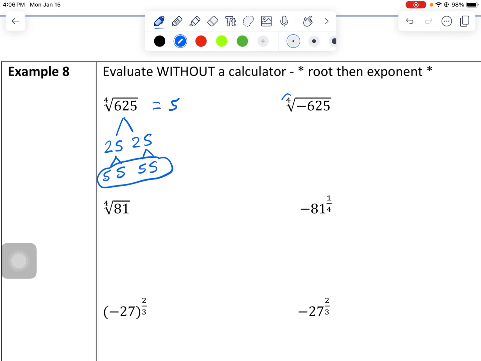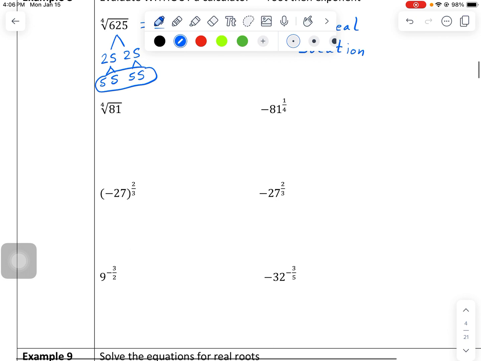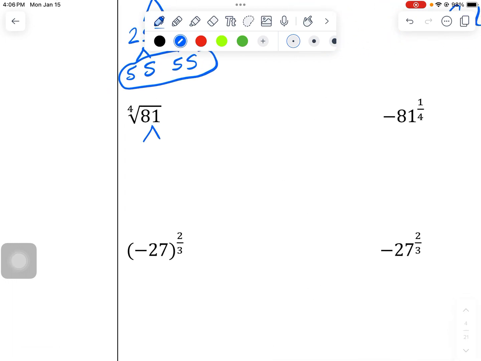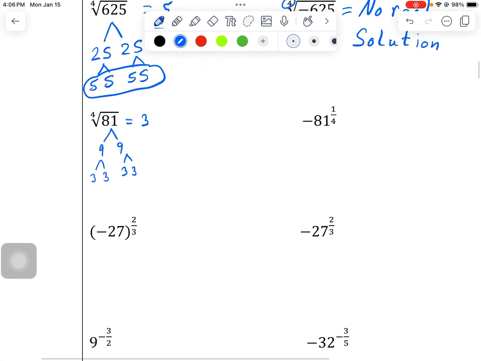Here, hopefully we note right away it's an even index. We don't like even indexes when it comes to negatives because it won't break up. So this one would be a no real solution. All right, then we got the 4th root of 81. I think we did this one earlier. 9 and 9, 3 and 3. I apologize if I'm going through this one fast, but we've seen this before. This one's just 3.